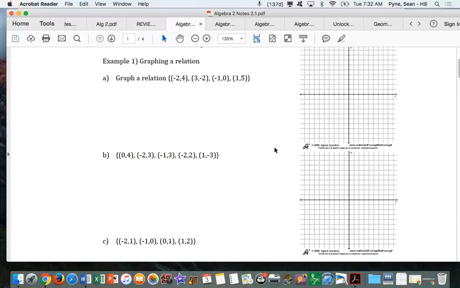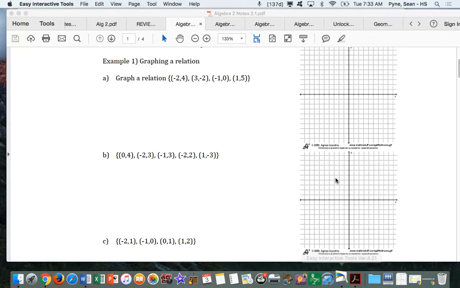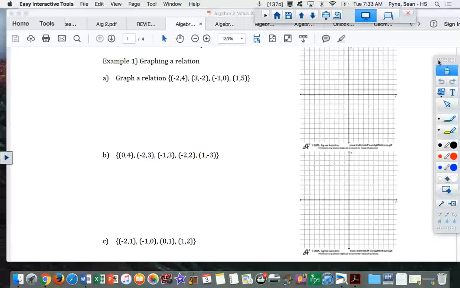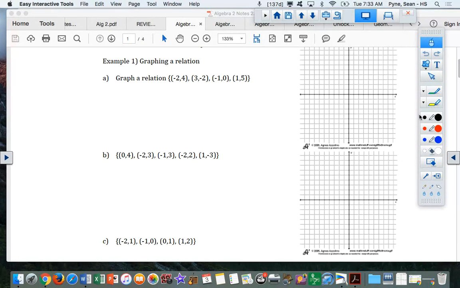So when they say graph each relation, all we're going to be doing is plotting all these points. Who remembers how to plot points? All right, Alex. If the front number is on the X line and the 4 is on the Y. So the first number is the X, and the second number is the Y. Yeah. Good.